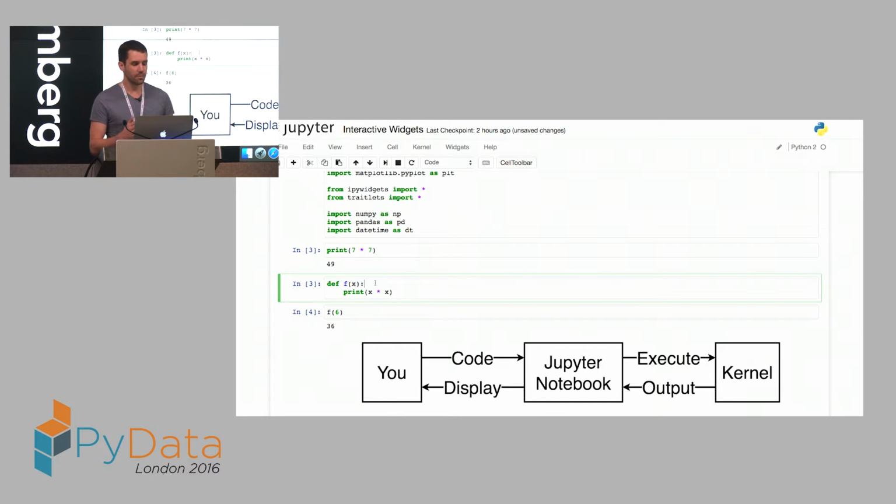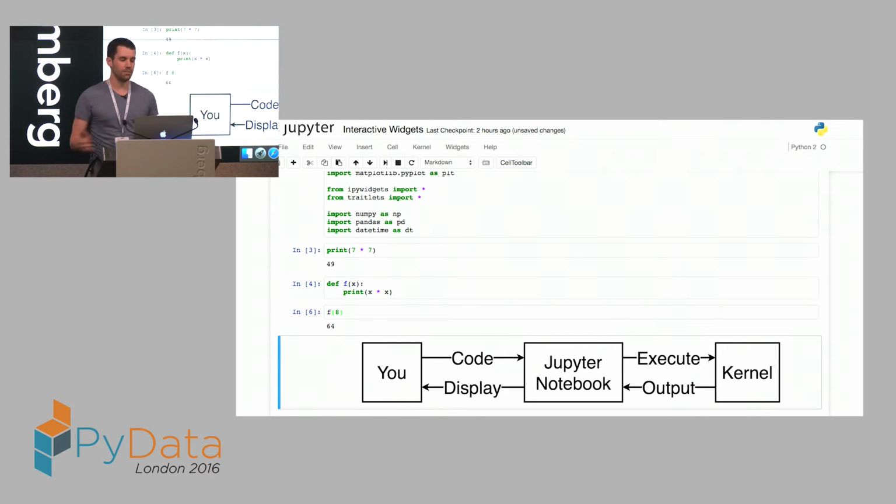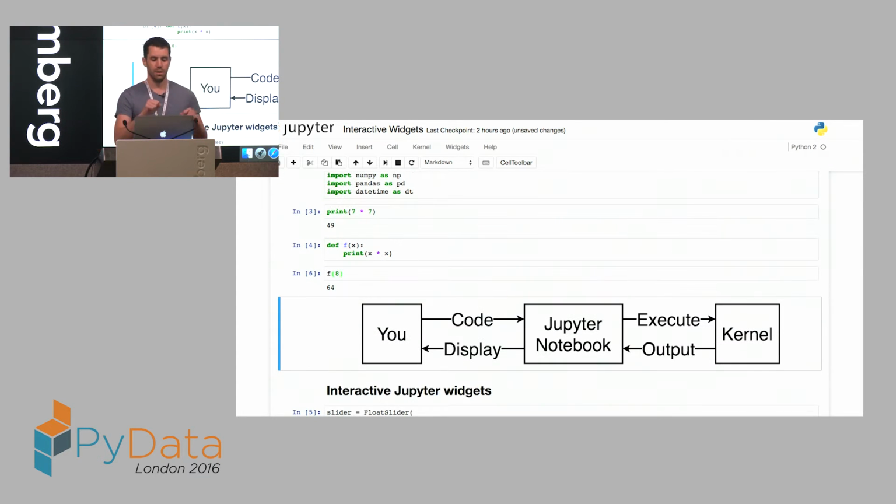If you want to be a little bit more efficient, you can write a function and call the function with different inputs. But as you see, every time I change the code, I get pretty much instantaneous response. In that loop, which is you typing the code in the Jupyter Notebook, hitting execute, getting a response from the kernel, and displaying the output, the bottleneck is you. It's not the rest of the loop. And the point of widgets is to try to reduce that bottleneck.